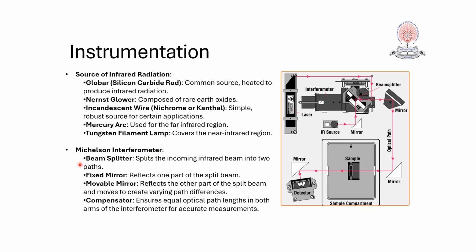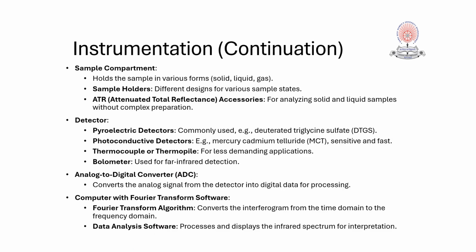Second important component is Michelson interferometer, and it includes some components like the beam splitter, then there is fixed mirror, then there is a movable mirror and a compensator. How it functions we will discuss in another slide. The sample compartment holds the sample. Sample may be solid, liquid or gas. Accordingly, the design of the sample holder varies. Then there is ATR for analyzing the solid and liquid samples without any complex preparation.